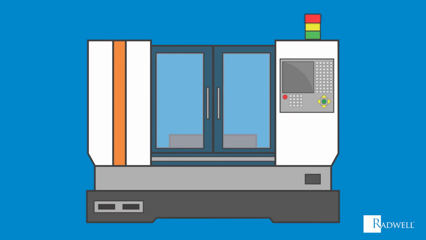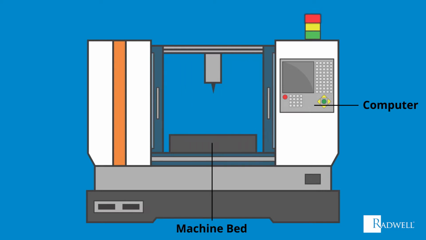First, let's review the main components of a CNC milling machine. These machines consist of three main parts: the computer, which controls the movement of the machine bed, where the workpiece is securely held, and the cutting tool, which spins rapidly.